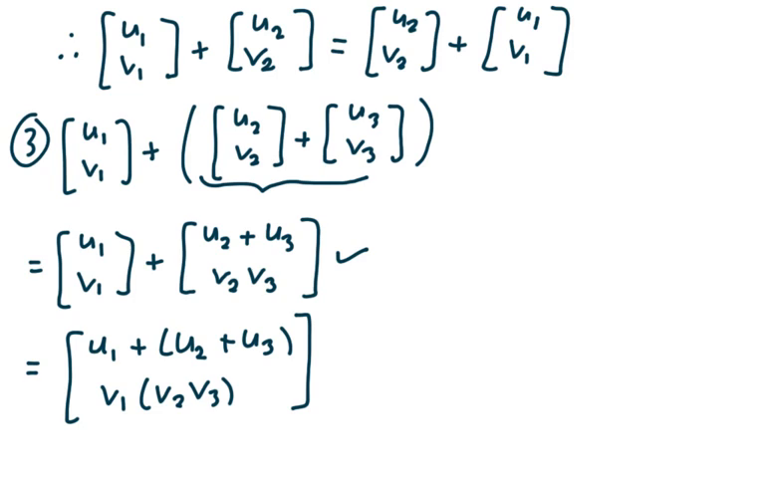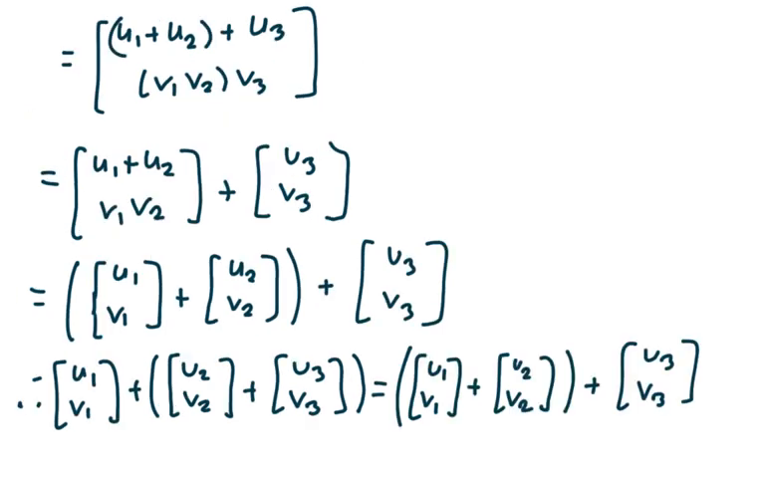Now, adding again, this is equal to the column vector u1 plus, in parentheses, u2 plus u3, v1 times the quantity v2, v3, right here. Now, this is the key step. Remember, real numbers are associative under addition, and they're associative under multiplication. So this is crucial right here. You have to show that.